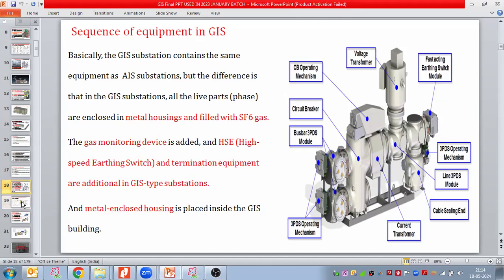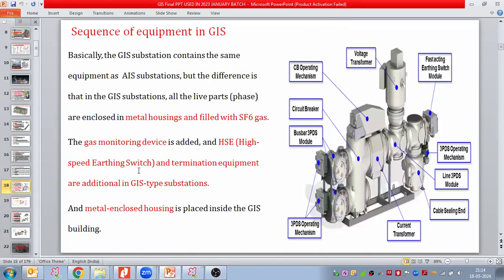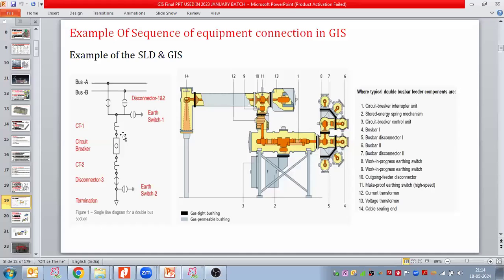Right. Let us see an example with the help of the SLD. When we make the SLD, in case of the AIS or GIS, the SLD would be similar: bus bar disconnectors, earthing switch, CT, breaker, CT, and then again line disconnectors, earthing switch, and then terminations. The SLD would be almost similar, with a few additional equipment required, as we discussed. Those equipment like the high speed earthing switch and the termination equipment we have to indicate in the GIS SLD, and those equipment we will install inside the GIS module enclosures.